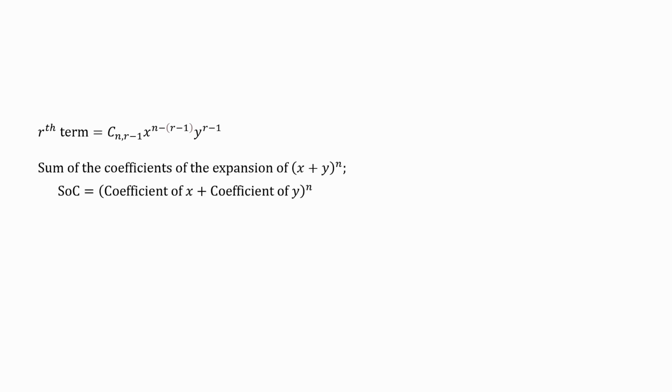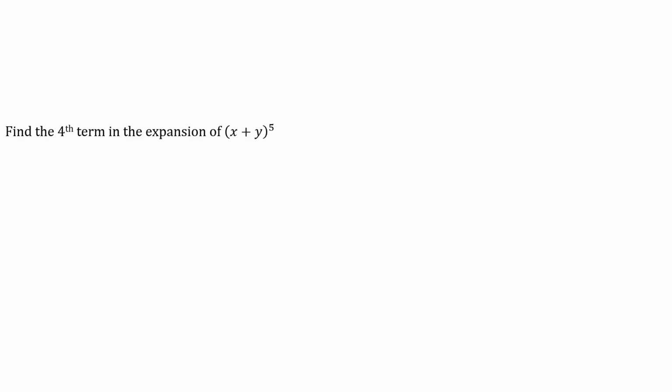So, pwede natin makuha yung r-th term gamit tong formulang to. Yung c dyan, kagaya rin yan dun sa formula kanina, yung NCR, kailangan dito, NC(r minus 1). And then x raised to n minus (r minus 1), y raised to r minus 1. Then yung sum of the coefficients of the expansion of x plus y raised to n, so summation ng coefficient ng x, tsaka ang coefficient ng y raised to n. And then isa pa yung sum of the exponents of the expansion of x plus y raised to n, so SOE is equal to n times n plus 1. So, may example tayo para dyan.